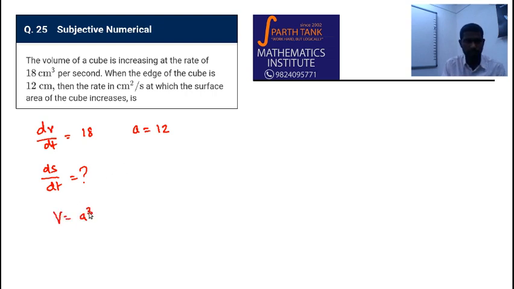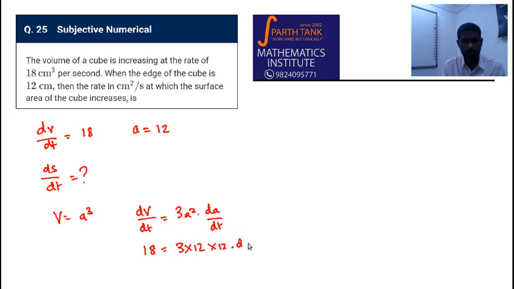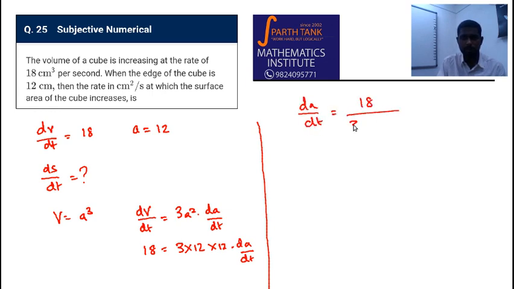Volume is nothing but a cubed. So dV by dt is nothing but 3a squared dA by dt. So substitute whatever we know here. 18 is equal to 3 into 12 into 12 into dA by dt. Now this would give me dA by dt is equal to 18 by (3 into 12 into 12), and I know this is 2 times, so 1 by 24.